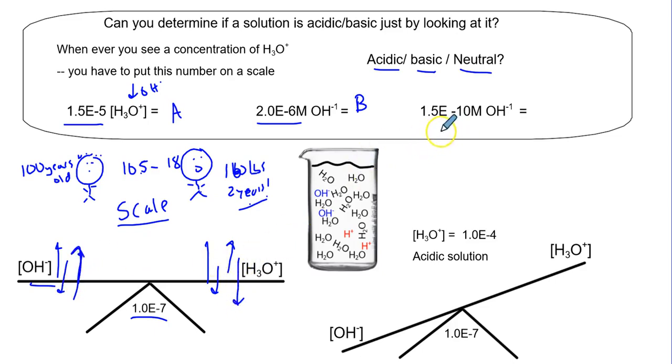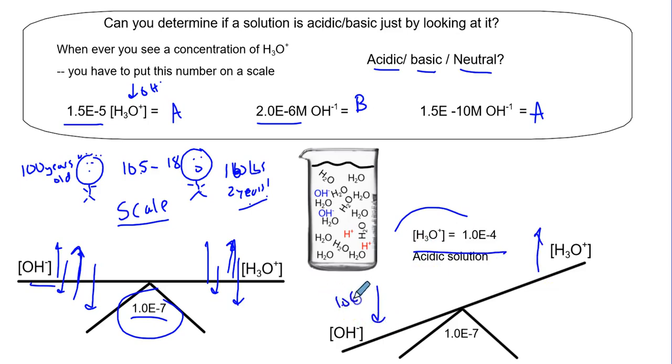And here, 1.5 e to the negative 10th, so that means the hydroxides are now below that point, so H pluses went up. This is acidic. So understanding this idea of just teeter-tottering on this thing is pretty important. So we have an acidic solution here that went up, therefore this went down, it should be 1.0 e to the negative 10th. All right, so pretty important idea there.